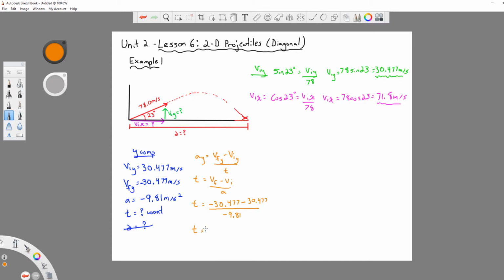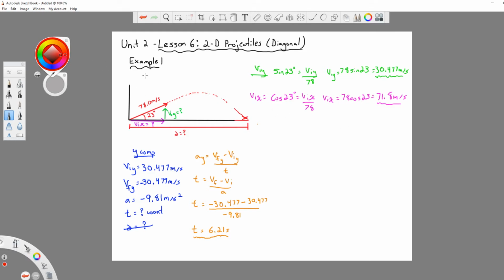So our time works out to 6.21 seconds. I almost boxed that, but that's only a useful value. Okay, we know how long it takes for this thing to get punted up and come back down, 6.21 seconds, which means that the halfway point, if we're interested in that, which we're not, would be 3.105 seconds, but not the most important value for us. Okay, let's wrap this up.